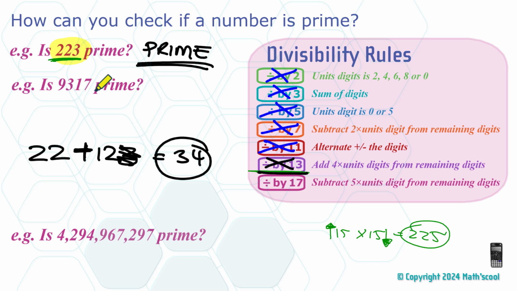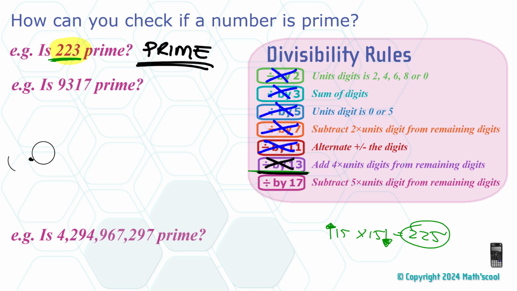What about 9317? Well, the first thing I'm going to tell you is I'm quite scared of this now. I said before we need to go up as far as the square root of that number. Square root of 10,000 would be 100. So I'm guessing we need to go about as far as maybe say 96 or something like that.